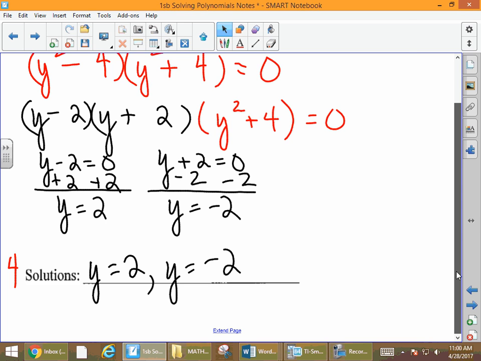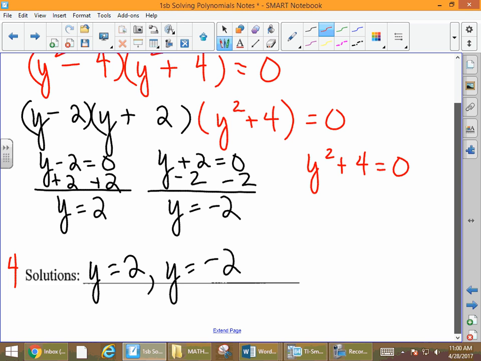And then we've got y squared plus 4. So y squared plus 4 equals 0. And in order to solve this one, and we can solve it, we're going to subtract 4 from both sides. And we get y squared equals negative 4.